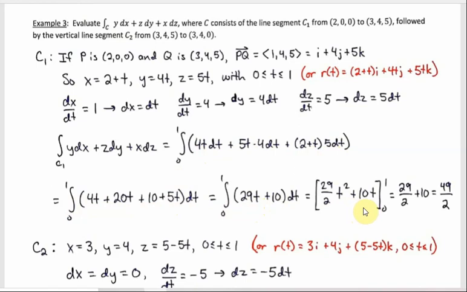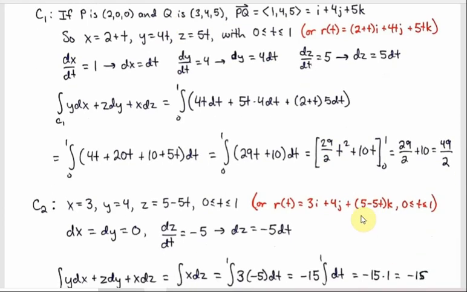So yeah, integrating, that's not a big deal, right? Integrate it, evaluate it, you get 49 halves or 24.5. And then we're going to have to do it with C2. So that's the vertical line segment from (3,4,5) to (3,4,0). The parameterization of that one's nice and simple.